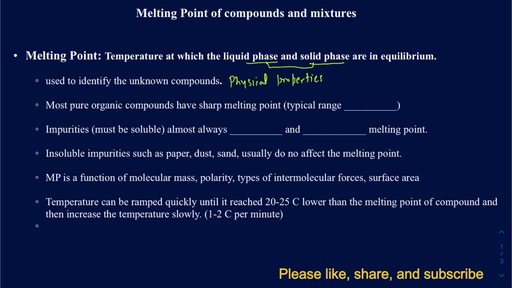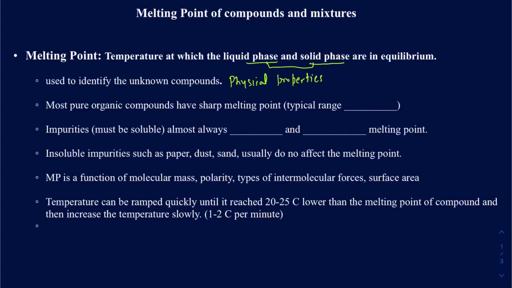We can use this to figure out unknown compounds because organic compounds have very sharp and unique melting points, but that doesn't necessarily mean you won't have two organic compounds with the same melting point. You could have the same melting point for multiple organic compounds, but you can still determine if you have a given unknown compound by using the mixture method. So we'll talk about that in a minute.